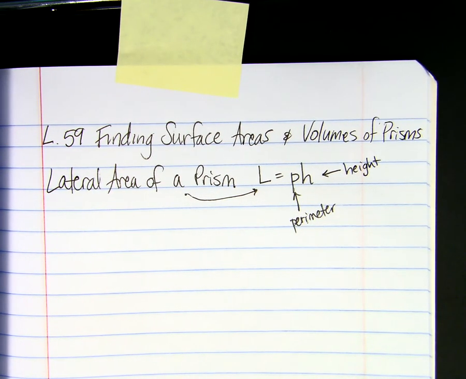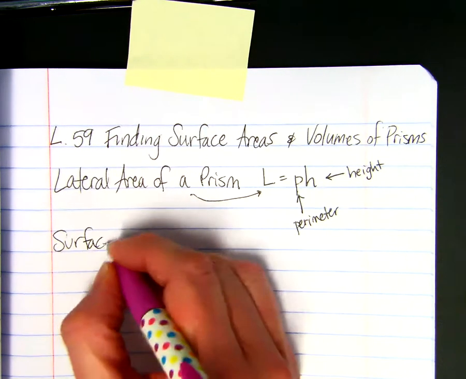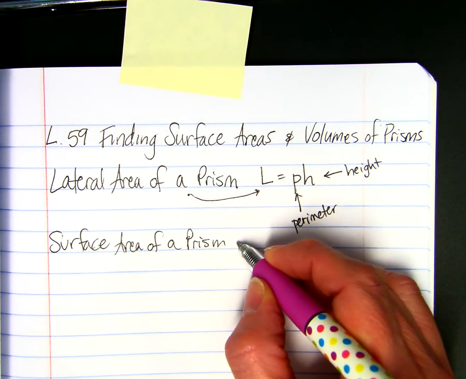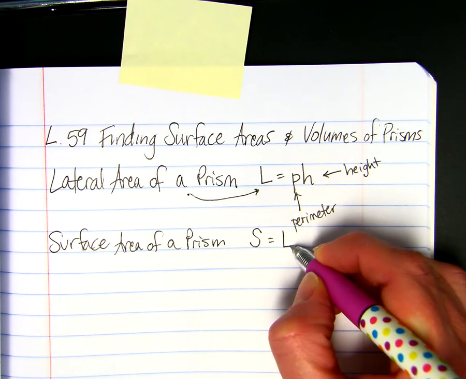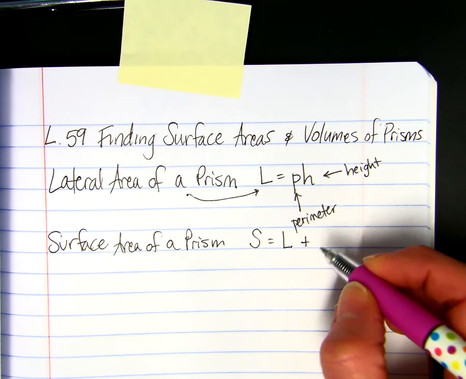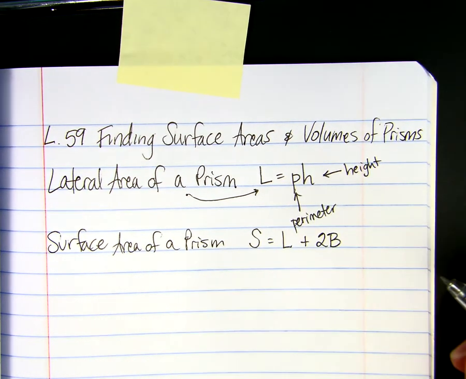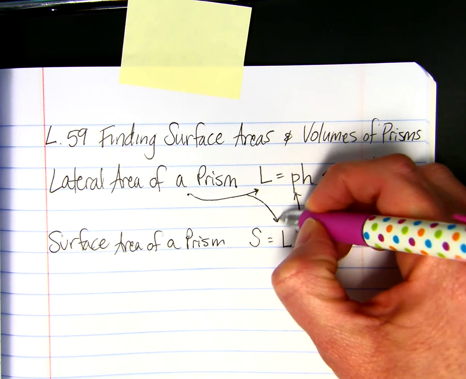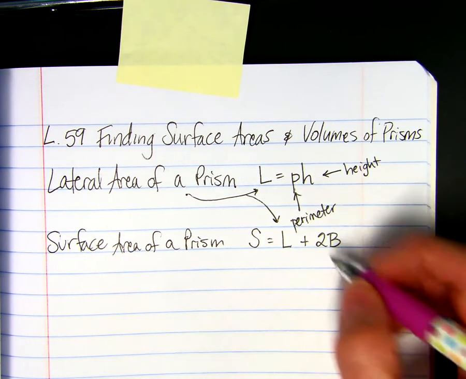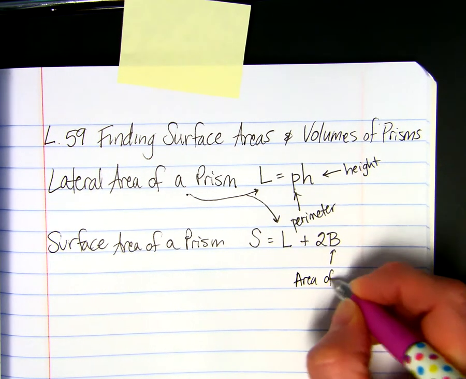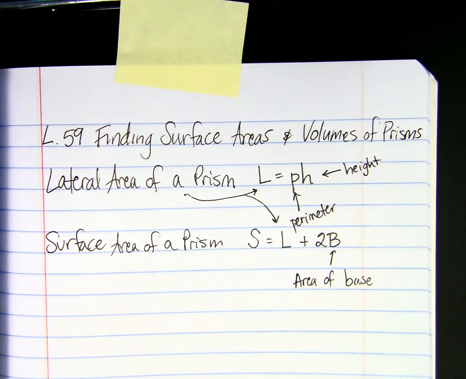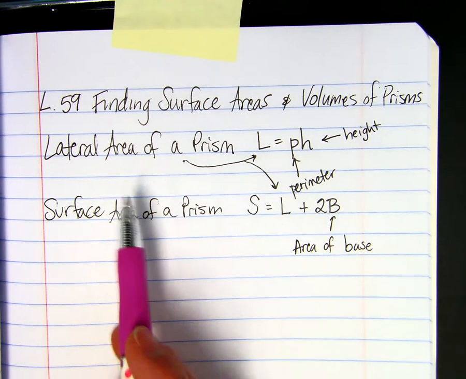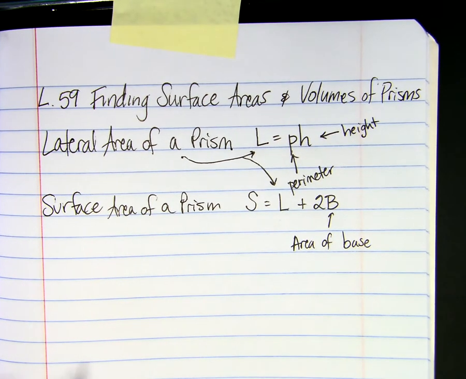Then if you wanted to do the surface area of a prism, so that's the total surface area, we call that S. You take the lateral surface area and add 2 times the area of the base. So the lateral surface area is what we just found here. And then capital B is just area of the base. And because in a prism there's 2 bases, you just multiply the area that you get by 2, and then you add it to the lateral area, and you'll have the total surface area of the prism.